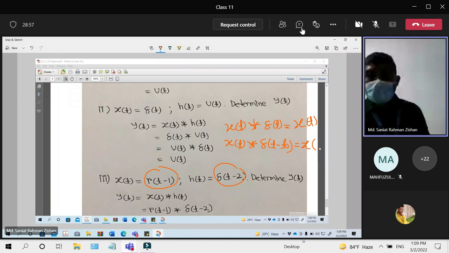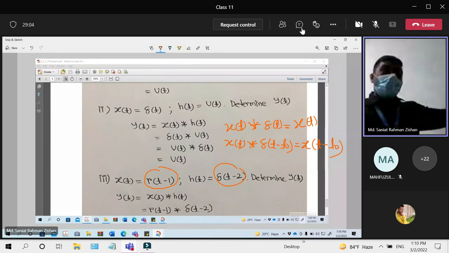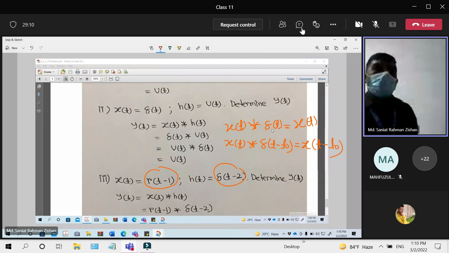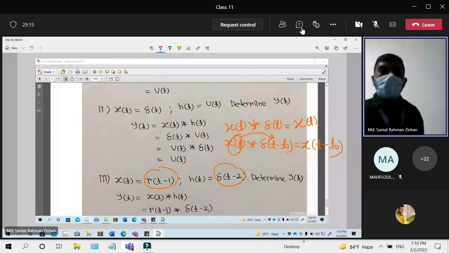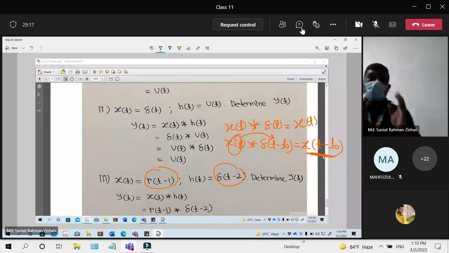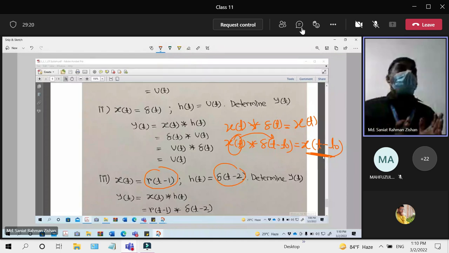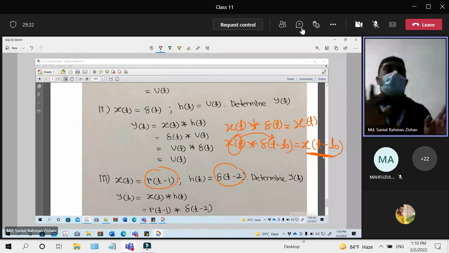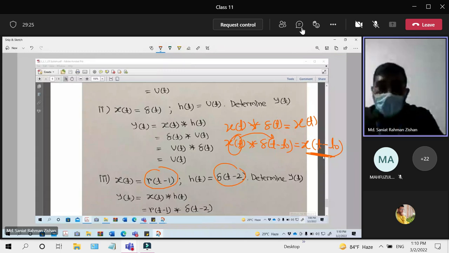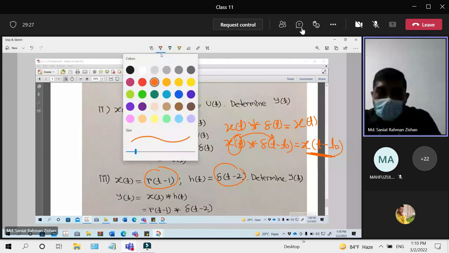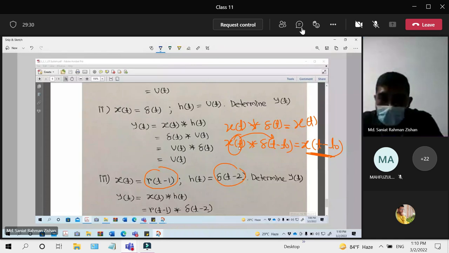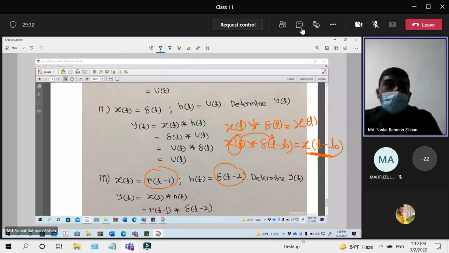And the answer was x(t minus t naught). So what is happening? Look, x(t) can be any signal, no problem, but this should be delta(t minus t naught). So x(t) convolution delta(t minus t naught), then this t will be replaced by t minus t naught. Before I go to the problem, try to understand the mathematics, then you will not find difficulty solving any problem. What will be the change again? x(t) convolution delta(t minus t naught). The answer will be x(t minus t naught).